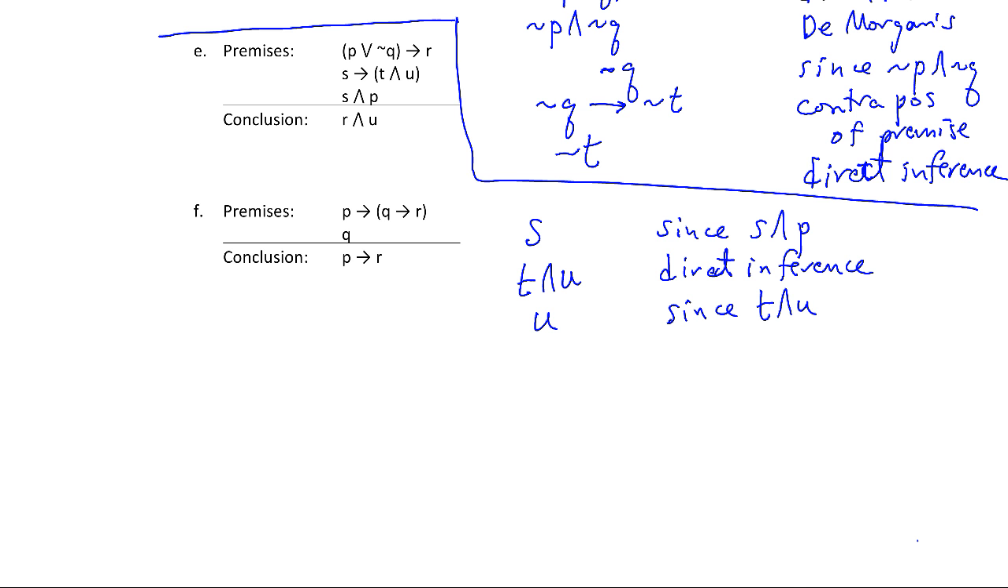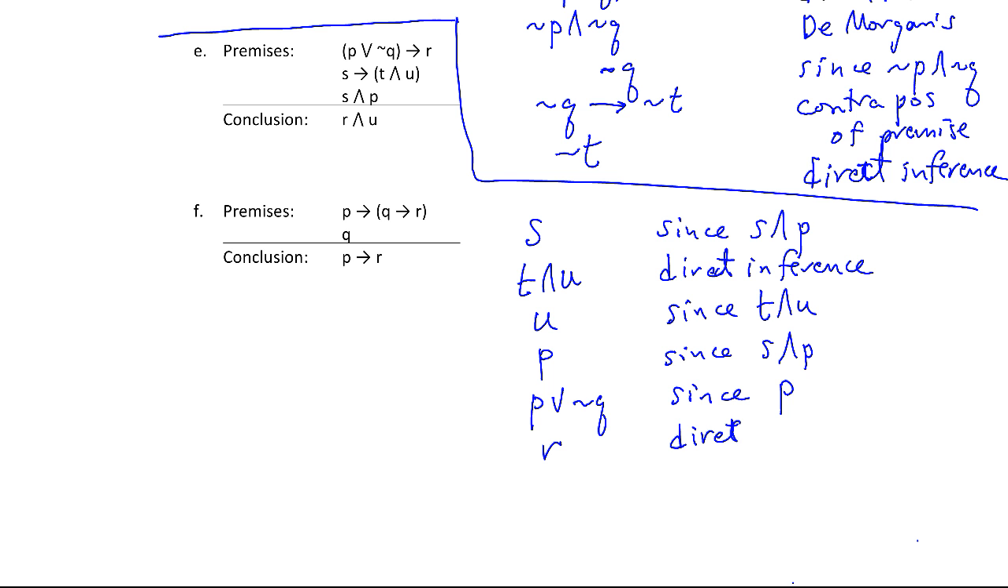I'm also going to conclude that P is true, since S and P are both true. And if P is true, then P or not Q is true, since P or anything is then true. And finally, I conclude R by direct inference, because I have both P or not Q, and I have P or not Q implies R. Finally, I have both R and U being true here on my list.